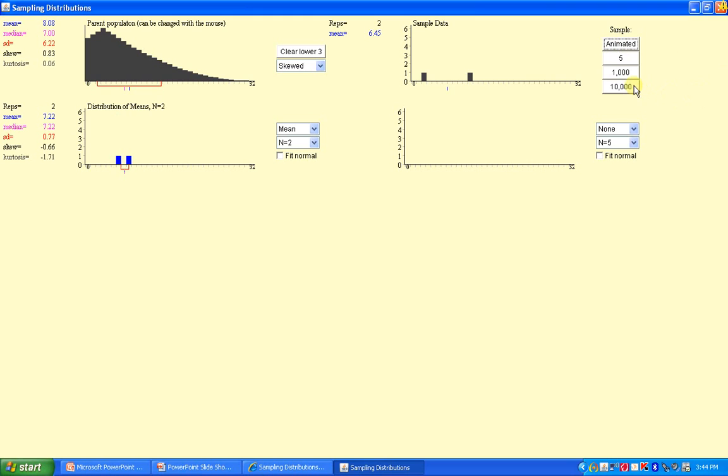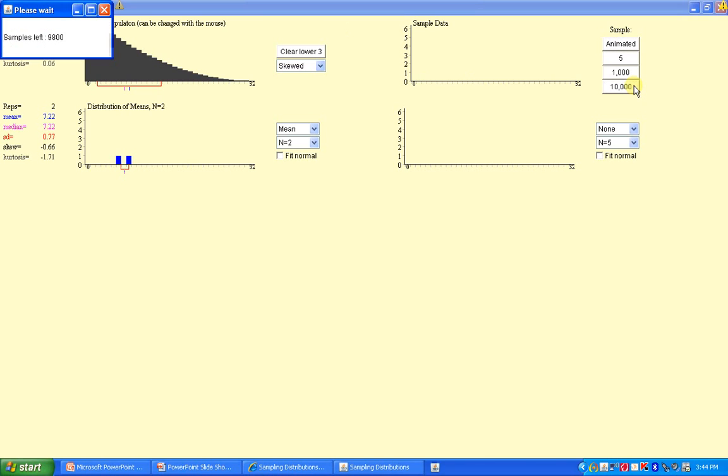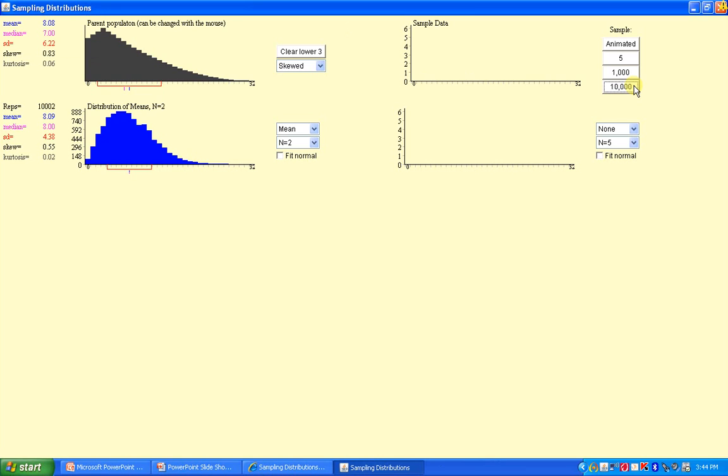Okay, and now I'm just going to jump to 10,000 and do that. You can see that the mean of the original population is 8.08. The mean of the sampling distribution of all of those means of size 2 is 8.09, pretty much the same value. And 6.22, if you divide that by the square root of 2, again because we're working on sample size 2, you get the standard deviation. And notice that this has a larger variability than the sampling distribution does.